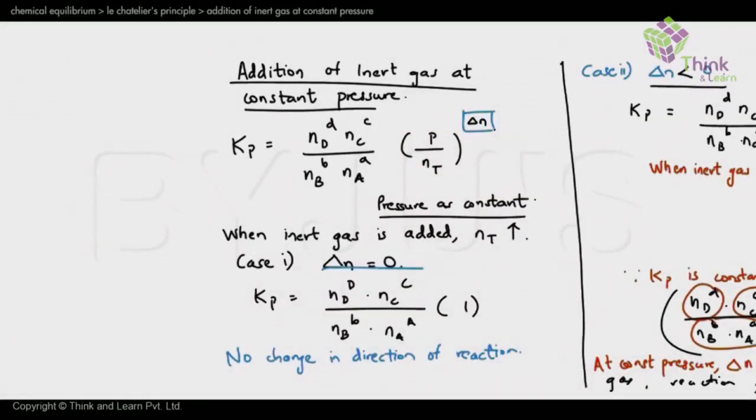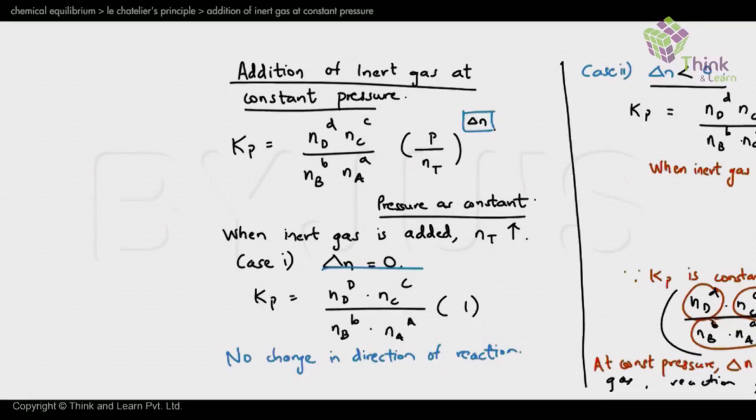number of moles. Now, let us understand what happens when, in Le Chatelier's principle, we look at addition of inert gas at a constant pressure. Now, from the previous derivation, we have derived Kp in relation to pressure. Let's use that here again.